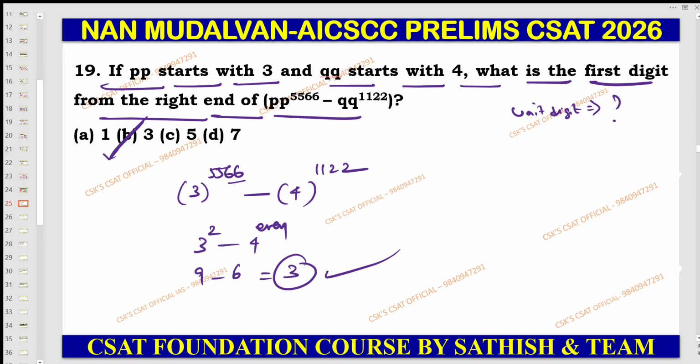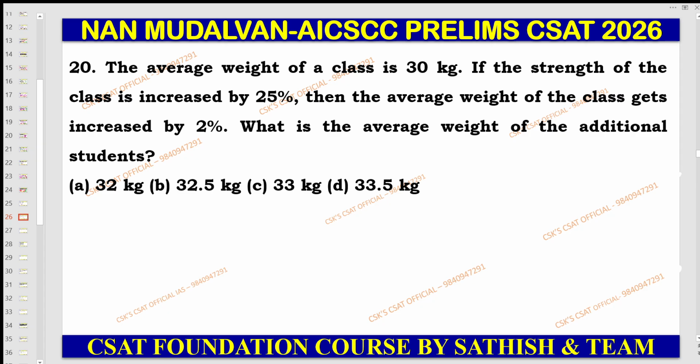Shall I move to the next? Okay, let's move to the next. So let me take this question as the last question in this class. The remaining we'll discuss in the upcoming sessions, right? Fine. The average weight of a class is 30 kg. The average weight of the class is 30 kg.